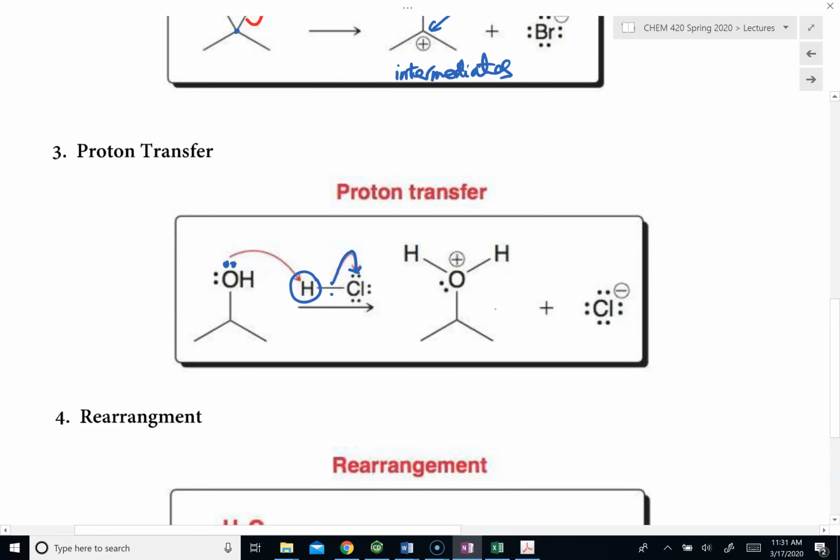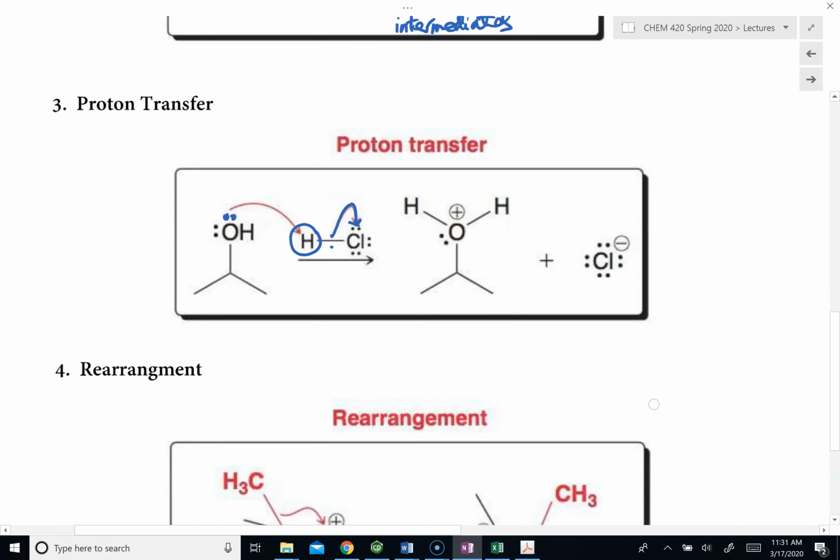And one thing very important that we need to remember is whether or not a proton transfer will happen, whether acid and base reaction. Again, proton transfer is an acid and base reaction.